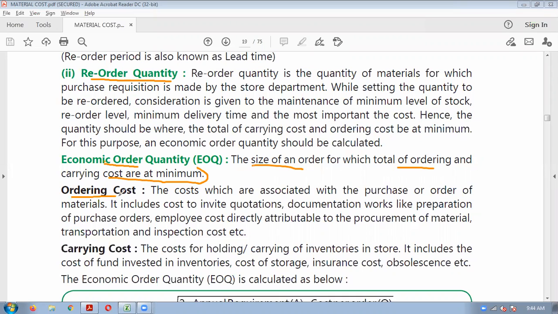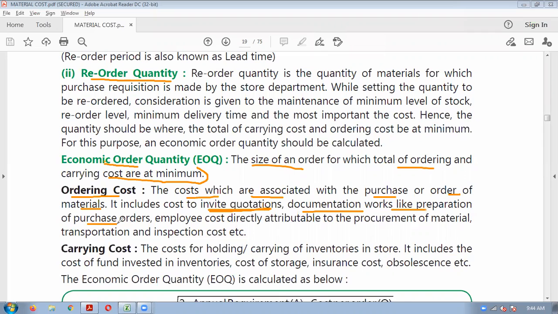One is the ordering cost, the cost which is associated with the purchase or order of the material. There will be some cost involved in placing the order also, like inviting quotations. You cannot directly purchase from one supplier. You will have to first put out a tender, etc. Inviting quotations will involve some cost. Then documentation work, paperwork, etc. will be there. Whenever you place a regular contract, you should enter a legal contract, so documentation work will be there.